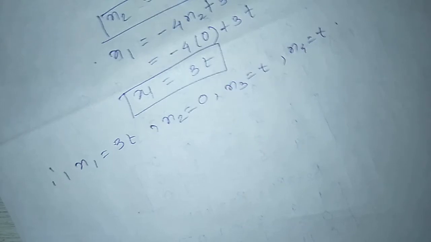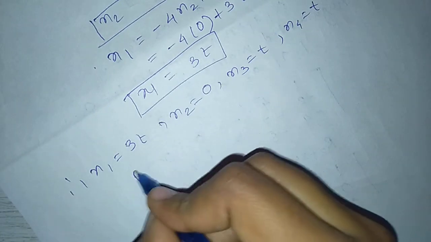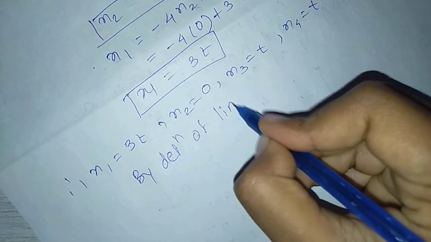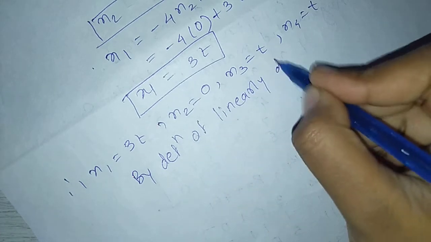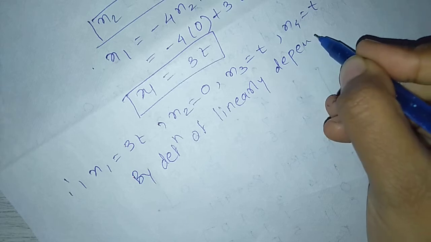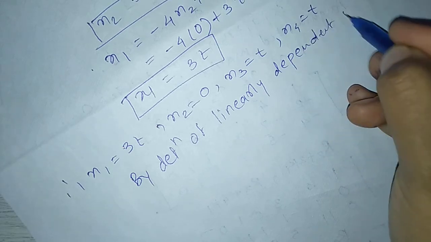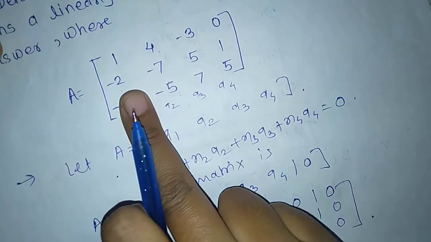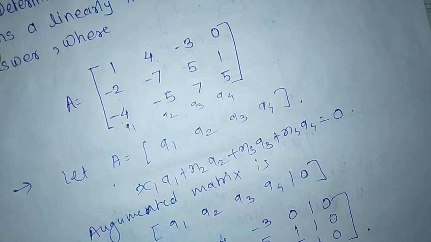So by the definition of linearly dependent set, the columns of matrix A are linearly dependent.